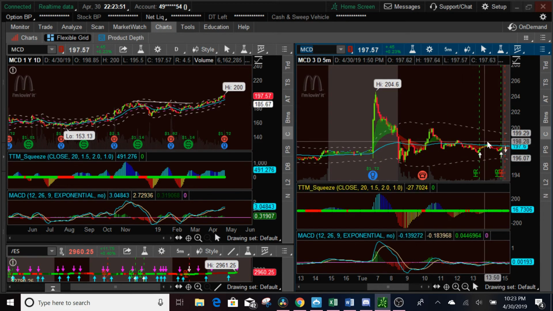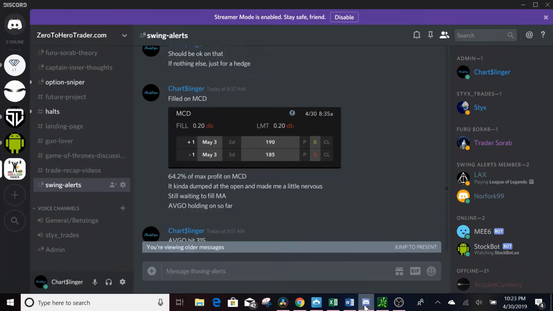If I'd held it the rest of the day, I probably would have gotten max profit, but I don't really like to hold them because you never know what can happen. So I went ahead and got filled at 20 cents to make 64.2% of that max profit.